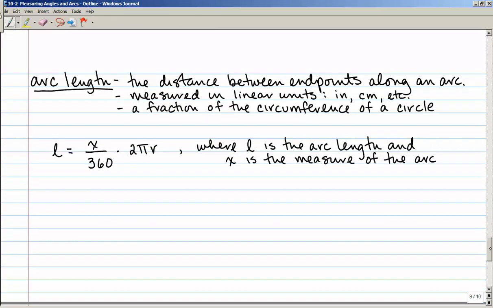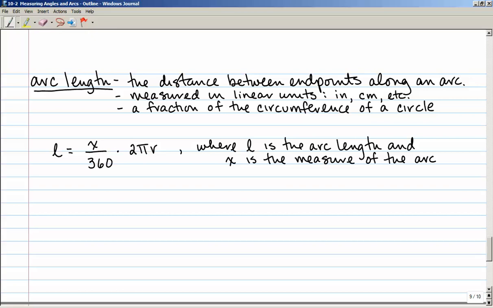And our last concept here is probably the most difficult to deal with, and that's the idea of arc length. We just spent a lot of time talking about arc measure. Arc measure is in degrees, and it's based on the central angle of the circle. Arc length is actually a distance that we can measure. It's the distance between endpoints along an arc. It's measured in linear units, such as inches, centimeters, miles, feet, and it is a fraction of the circumference of a circle.